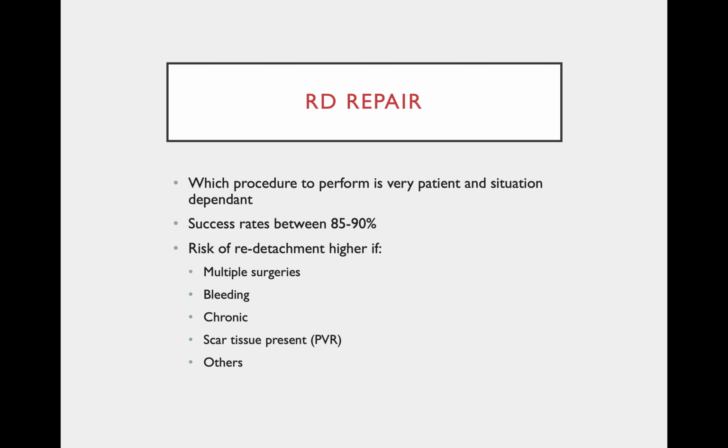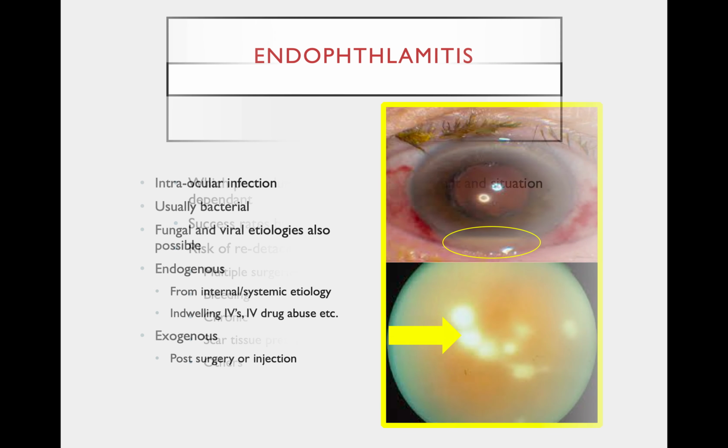Success rates are pretty good with most retinal detachment repairs. At least this is for primary repairs. If they redetach, then the percentages are lower. Risks of redetachment are those that have already had multiple surgeries, if there's a lot of blood, if the detachment's been chronic or sitting there for a while, if there's already scar tissue present at the time of repair, and there are some other indicators of those that have a higher risk of redetaching.